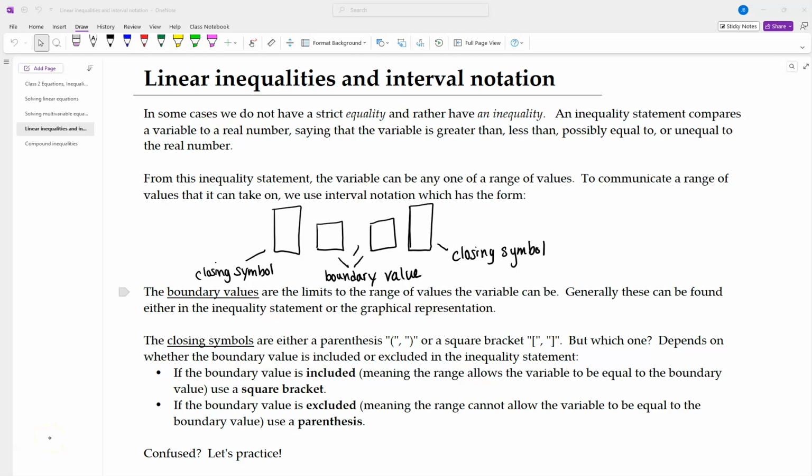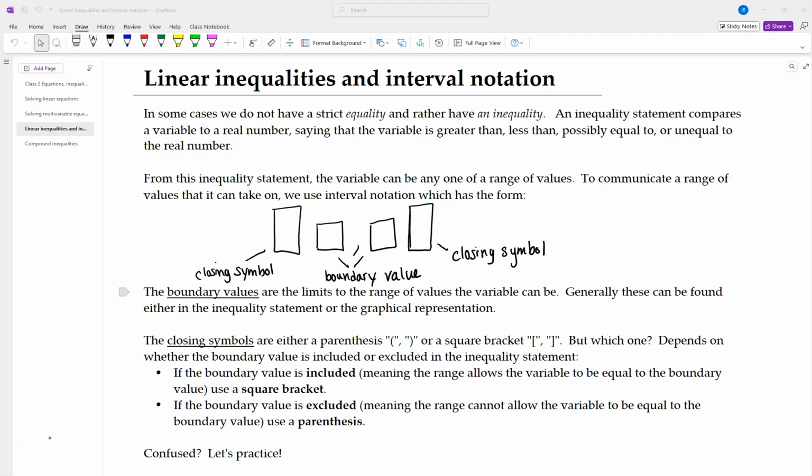Welcome, and this video is going to be a little long, so bear with me, but this video is going to look at linear inequalities and also interval notation. So inequalities arise when we don't have a strict equality between a variable and its number. We might have an inequality.